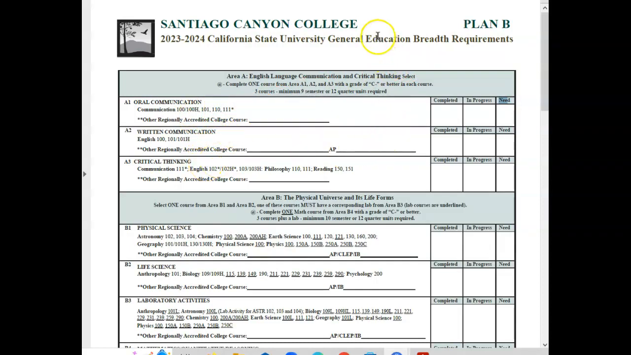As I am moving along this Plan B, just keep a mental note of whether you have taken an oral communication class, an English class, or a critical thinking class. And if you have, you can maybe download this form. Similarly to Plan A, there are 3 columns: the completed column, in progress, and need. And if you know the unit amount, you can put whether you completed the communication courses, or if it's in progress or a need. Okay, you can follow along and just take a mental note of that. And so we move on to Area B, okay.